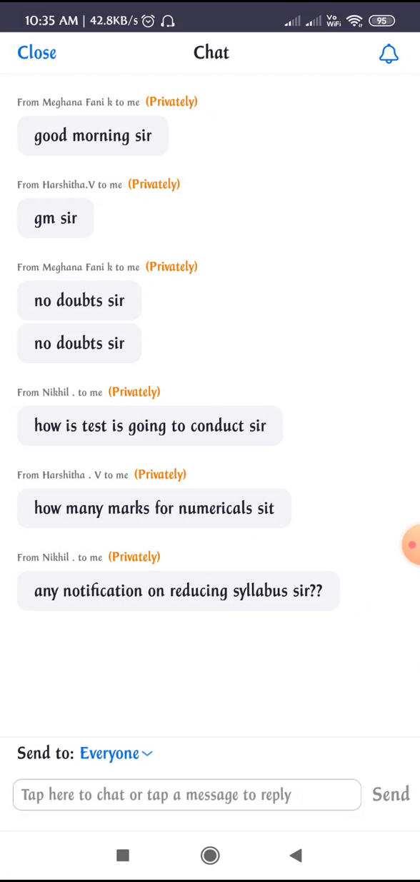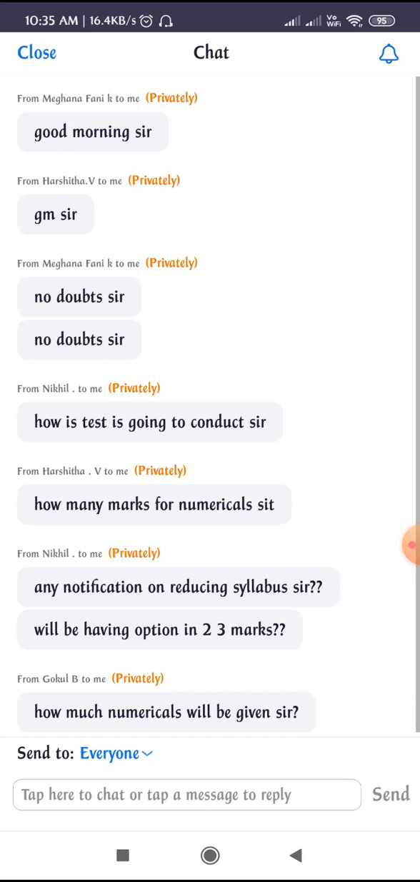Any other doubts regarding the test? Okay, Nikhil, any notification on reducing the syllabus, sir? See, there is no official notification from the PU board. Don't go through the messages which are coming in the WhatsApp group. It is not an official confirmation by the PU board, so no idea about the reduction of the syllabus.